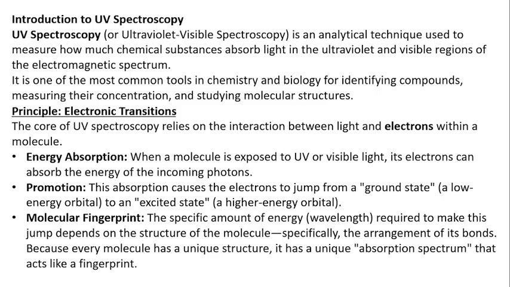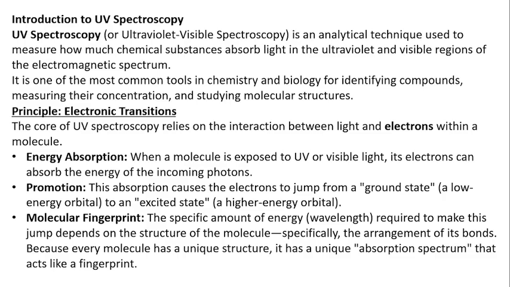The basic principle behind UV visible spectroscopy is electronic transition. So what is the electronic transition? There are a few points to be considered to understand the electronic transition, which include energy absorption, then promotion, and molecular fingerprint. So the first one is energy absorption. In an electronic transition, when the molecule is exposed to UV visible light, the electrons in the ground state absorb the energy from the incoming photons or incoming electromagnetic radiation.